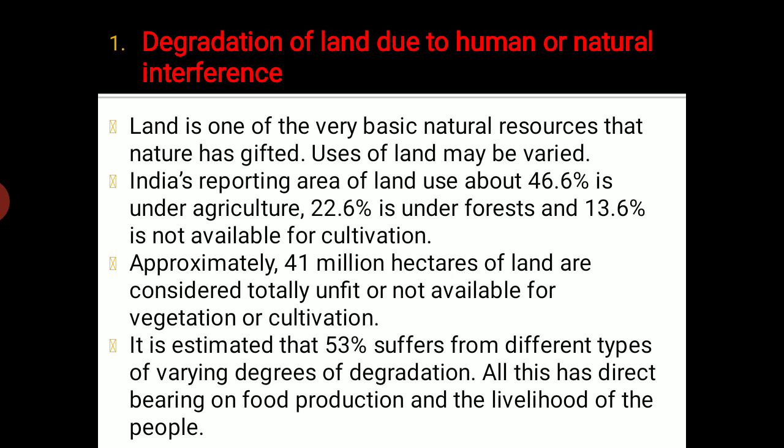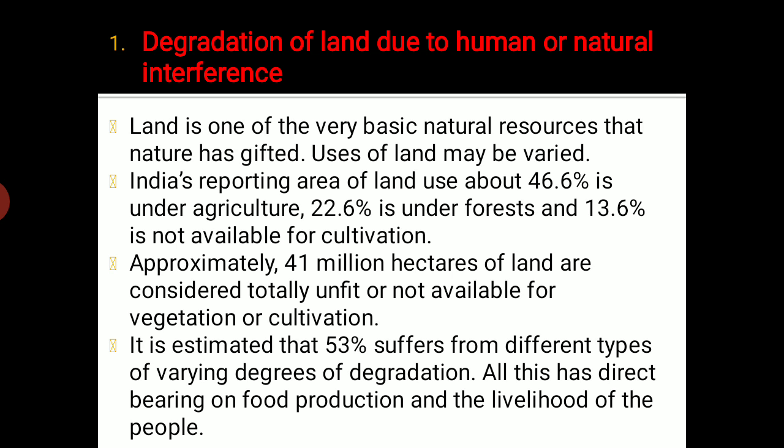under agriculture, and 22.6% land is under forest, 13.6% of land is not available for cultivation. That means almost 46% or 47% is what we are using for agriculture. Forest is almost 22.6%, that means as good as 23% is forest area, and 13.6% is such a kind of land which cannot be cultivated, which cannot be used for cultivation. That means we cannot use this land to grow anything. That may be barren land or maybe degraded land, right?